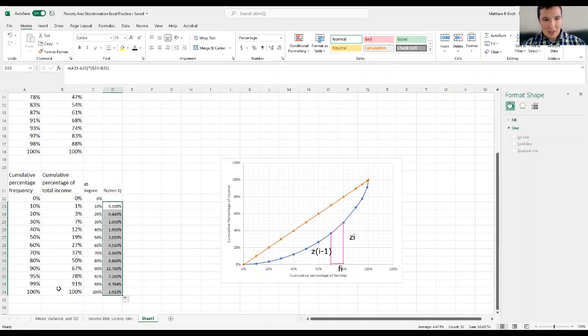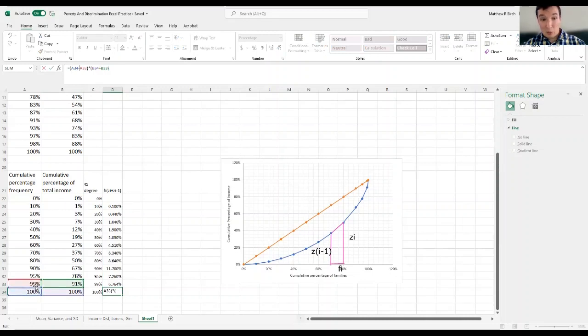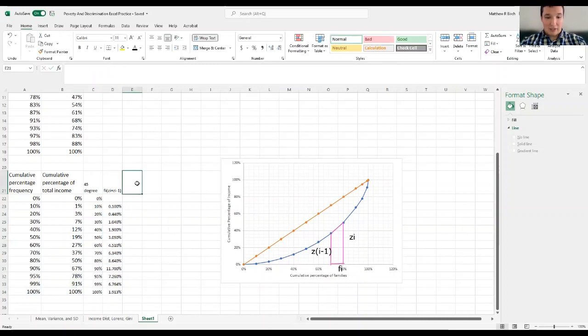Now, you'll notice these last ones, the base of it, the Fi, is only going to be 1% there. But the height, well, we're adding a 91 and a 100 there. So they're all going to be a little different, but there we go. So we calculate all of those, and then we can get our Gini finally.